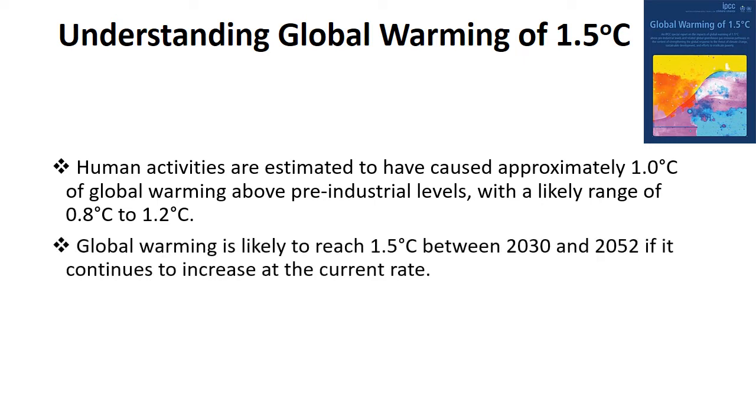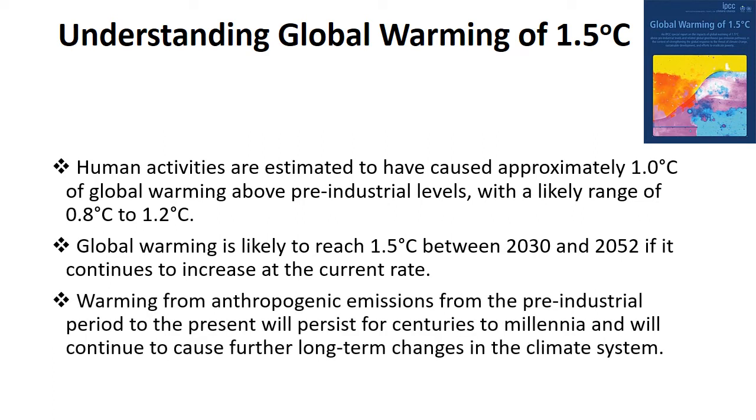Global warming is likely to reach 1.5 degrees centigrade between 2030 and 2052 if it continues to increase at the current rate, which means if we continue with the business as usual, our industrial processes, development that are not low carbon emission pathways oriented. So this is going to still continue to increase our emissions of greenhouse gases. Warming from anthropogenic emission from the pre-industrial period to the present will persist for centuries to millennia and will continue to cause further long-term changes in the climate.